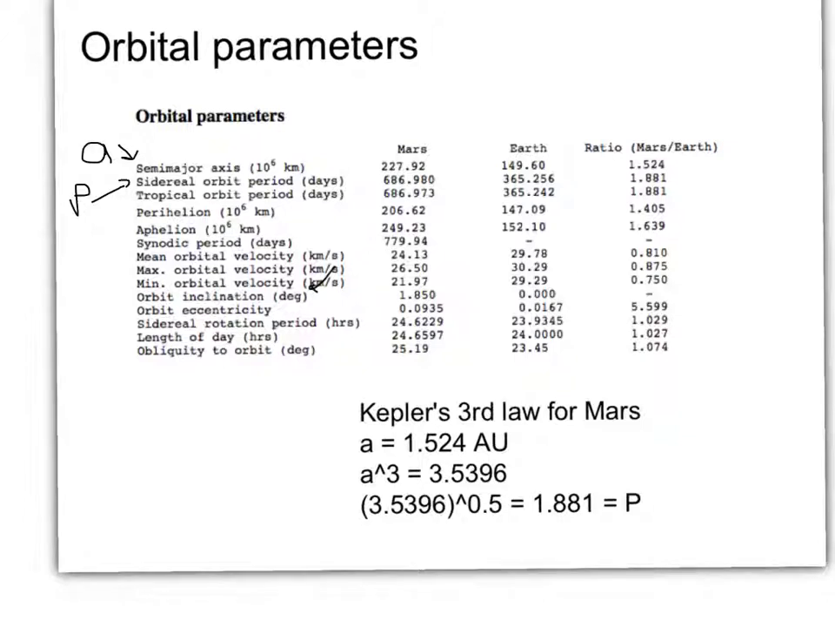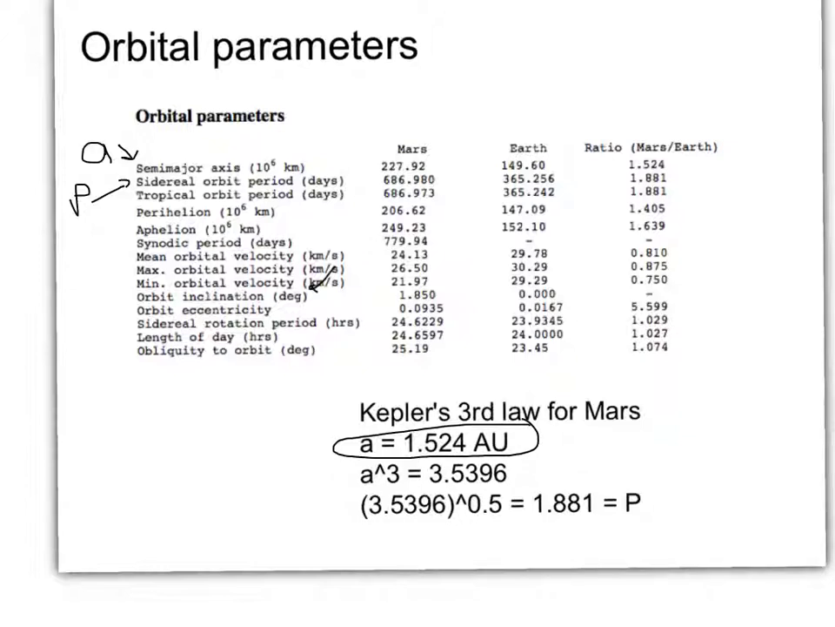And how long is a year on the Earth? 365 days. The orbital period for Mars in terms of days, not sols, is 687.